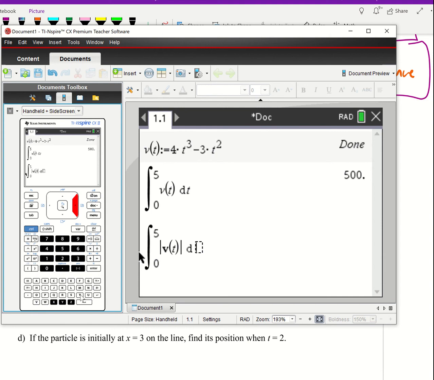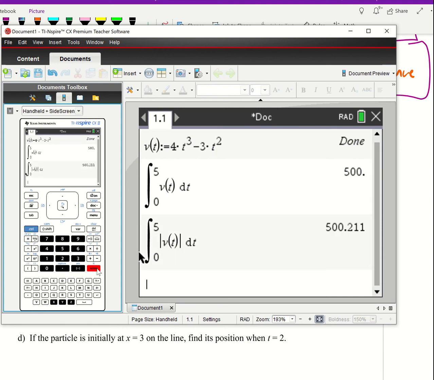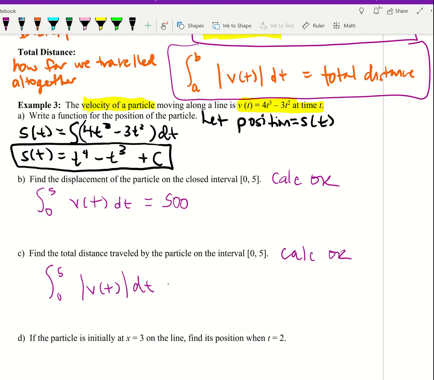Now I will warn you that sometimes it can take the calculator a little while to calculate absolute value. This one was fine, but you will see there are times where you're just sitting there waiting. And if you're on an AP exam and that's happening, you may want to move on to another problem for a minute and then check back in rather than sitting and waiting. You really won't have time to spare. Notice that total distance is a little bit bigger.